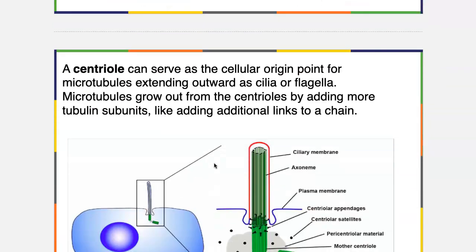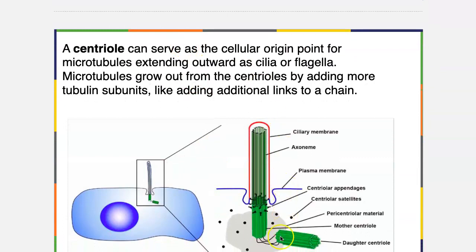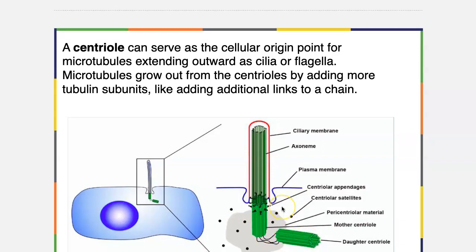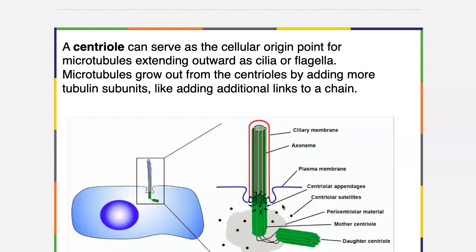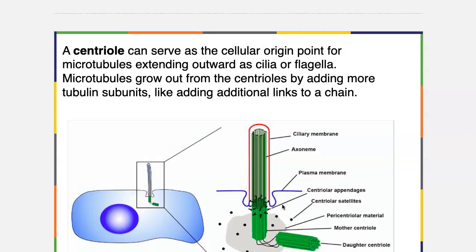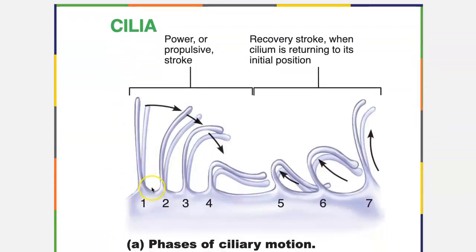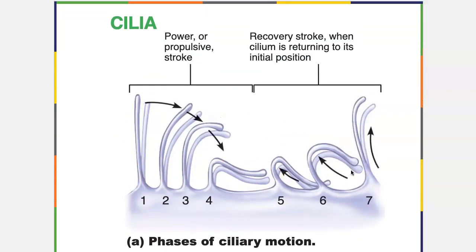Here's another beautiful model of a centriole, or I guess centrosome. Are they connected? I don't know. Creating cilia, another way which microtubules create movement. Notice that the centriole anchors itself here to the cell membrane. And here is how those cilia move, just like a little wave in motion.